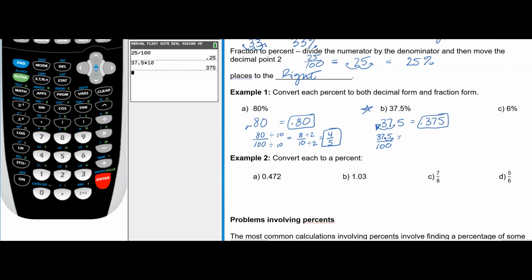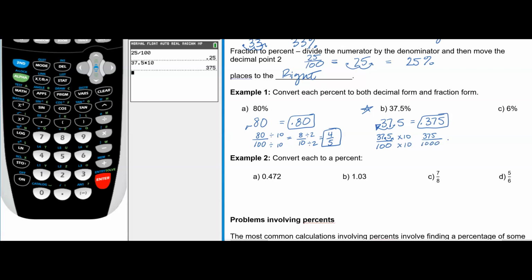All right, so I'm going to write times 10 on the top, and as long as I multiply the numerator and denominator by the same thing, I'm essentially not changing the value of this fraction. So 37.5 times 10 is 375. And then 100 times 10, we basically just add a 0, is going to be 1,000.